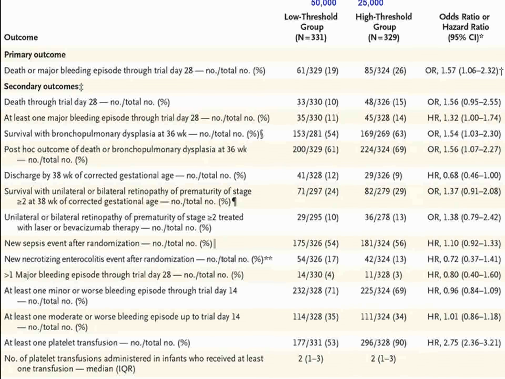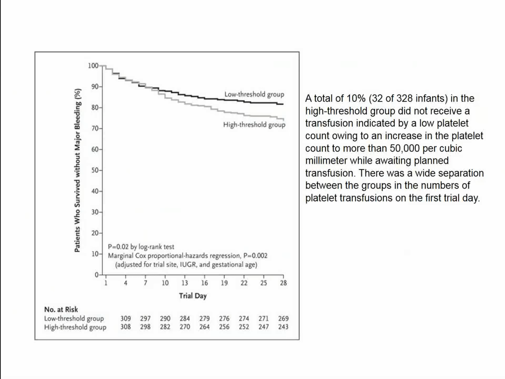And what we see here, the primary outcome is death or major bleeding episodes. And the low threshold group, that's 25,000 platelets, they actually did better than the high threshold group. So the hypothesis was tested, and the outcome was the reverse of what everybody thought. So it looked like the kids that got the platelets at 50,000 had more bleeding episodes and a greater chance of dying than the kids that got platelets when their platelet count had drifted down to 25,000. And it wasn't on the basis of sepsis or these various things. And so here are the curves on this, and the low threshold group beats the high threshold group.